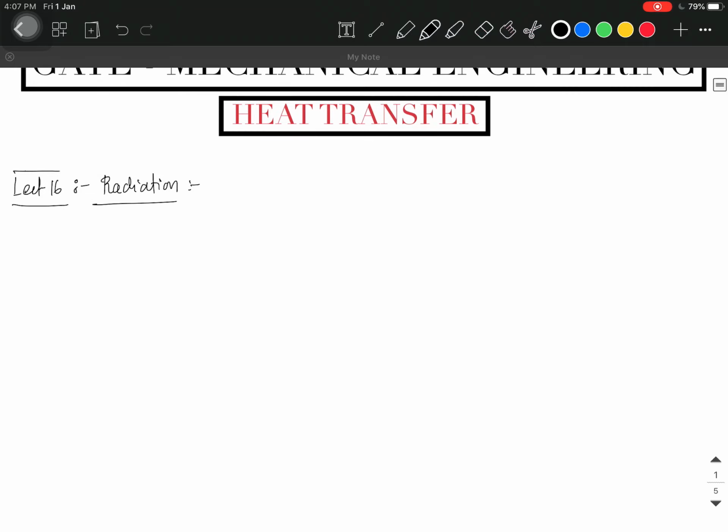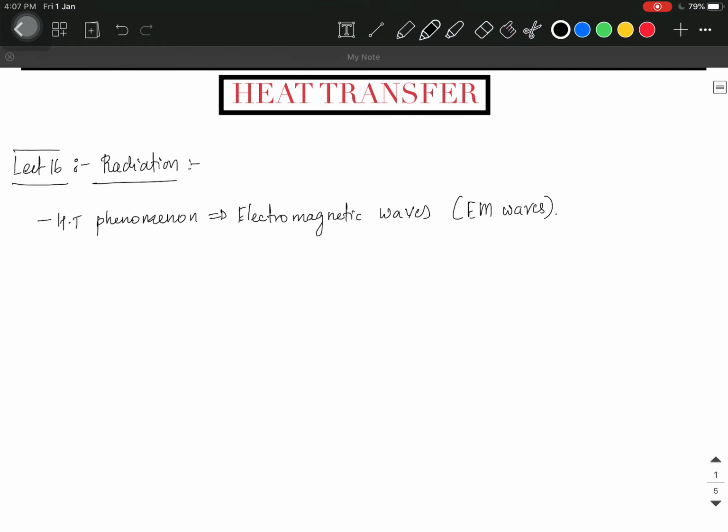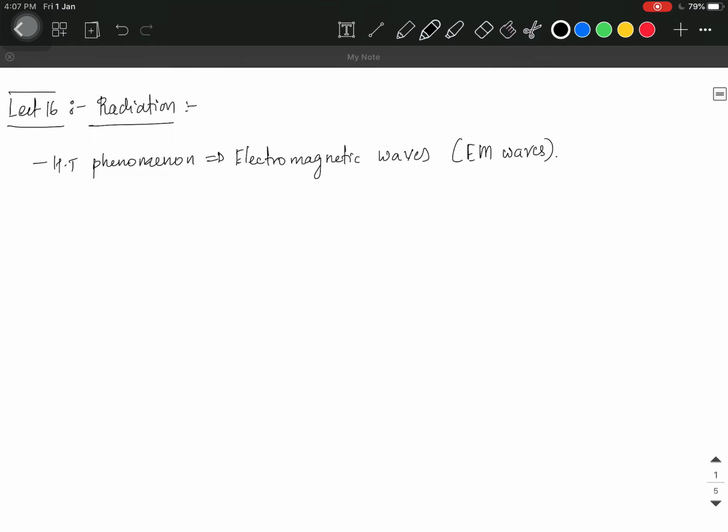Today we will be dealing with a concept called radiation. This radiation is a heat transfer phenomenon, a type of heat transfer like conduction and convection, and in this case the heat is transferred in the form of electromagnetic waves. They are generally written as EM waves.